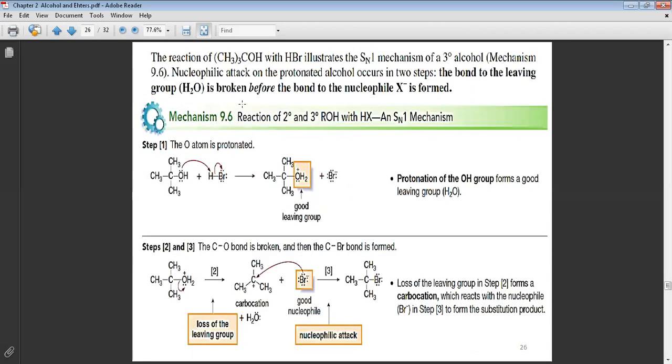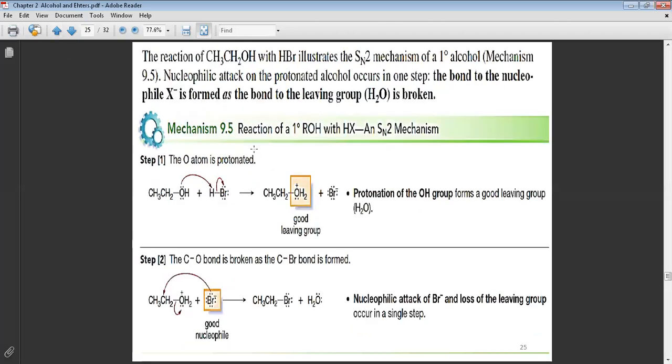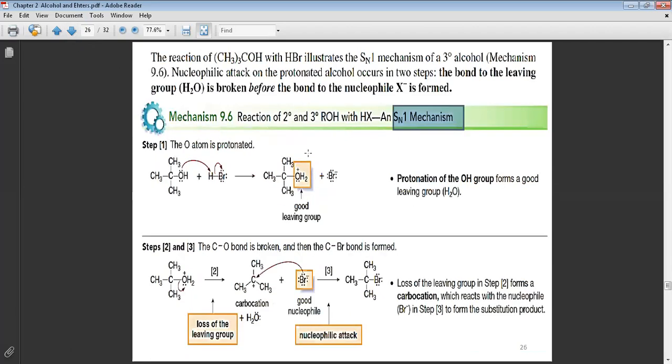And secondary and tertiary alcohols react with HX by what? By SN2? No, by the SN1 mechanism. How does the SN1 mechanism work? First step, protonation. In both the SN2 and SN1 mechanisms, the first step is a protonation, an acid-base reaction. You can write here, acid-base reaction, protonation. And they differ only in the second step.